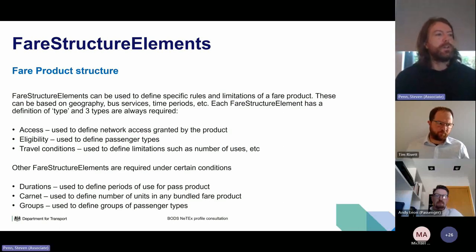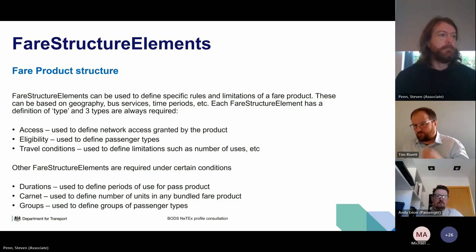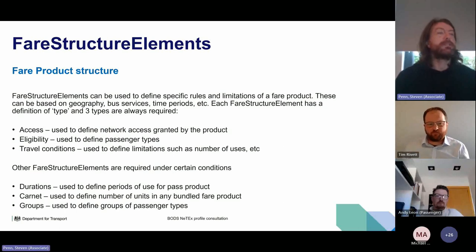We do have another three sets of fare structure elements that we expect to be there under certain conditions, which are considered mandatory in certain conditions. So one is durations. So this is really just to define periods of use, the temporal aspects of it, for any kind of pass product, anything that you define as unlimited use across a certain time period.